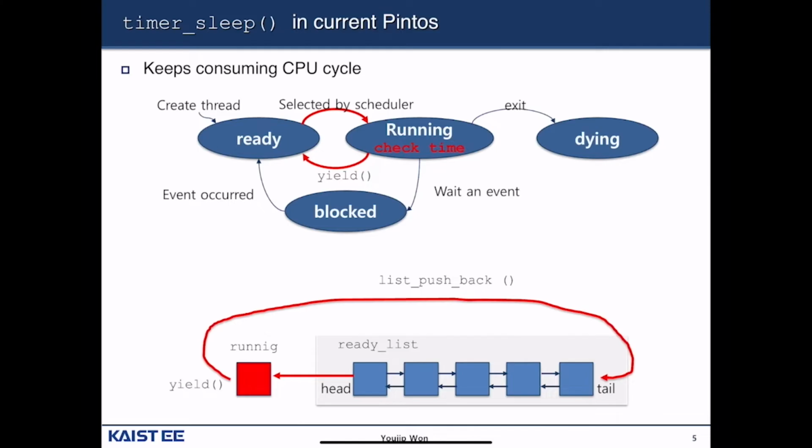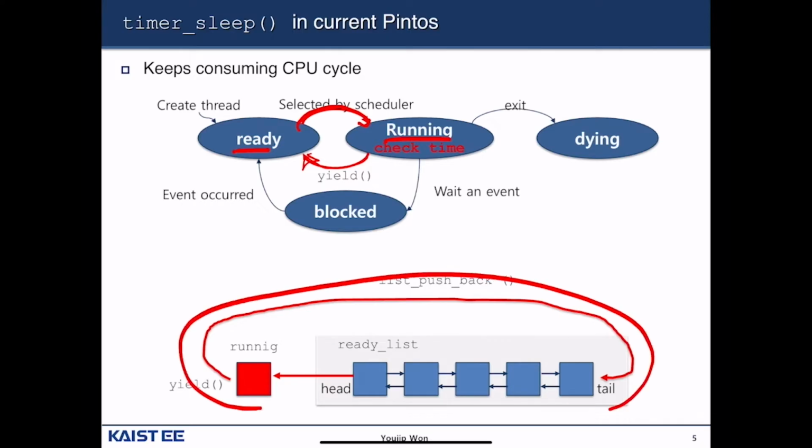This is how timer sleep is implemented in current Pintos. In the current timer sleep implementation, the process switches between ready state and running state to check if the alarm time has come or not. As a result, it only uses two states and it keeps crunching the CPU instructions, waiting for CPU cycles. From the data structure's point of view, the thread is put into running mode, and if it calls alarm, then it puts itself back to the end of the ready list, and then it executes again. So basically, in timer sleep implementation, it keeps executing this loop.